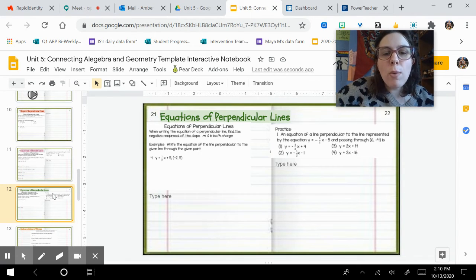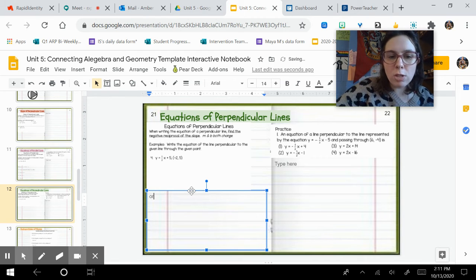Okay, so when writing the equation of a perpendicular line, find the negative reciprocal or opposite reciprocal of the slope. The m and the b are going to change. So not only is the slope going to change, but your y-intercept will change as well, because remember, perpendicular lines do not have the same slope. So we're going to look at this equation right here. We have y equals 1/2 x plus 5, and then the point (-2, 5). So we need to figure out what the opposite reciprocal slope will be.